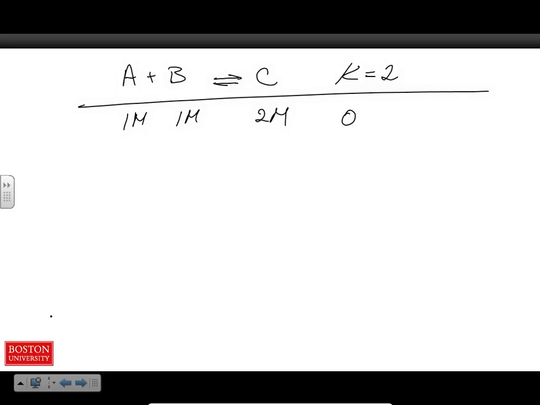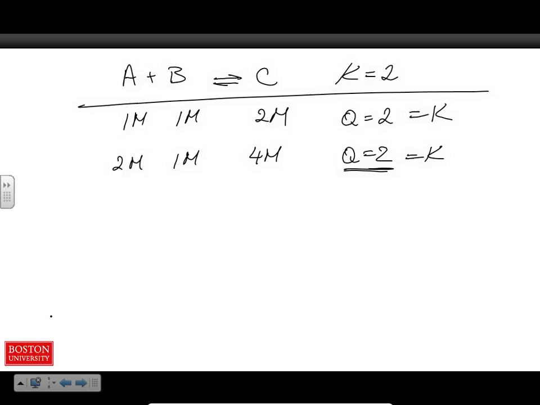Okay, a couple of last examples and then we'll be done. What if, let's say, same K is equal to 2, we start with 1 molar A, 1 molar B, and 2 molar C. Well, if that's the case, Q is equal to 2, which is equal to K, and we're at equilibrium. Notice, though, we could have also started with 2 molar A, 1 molar B, and 4 molar C, and that would also have a Q of 2, which means we'd also still be at equilibrium.